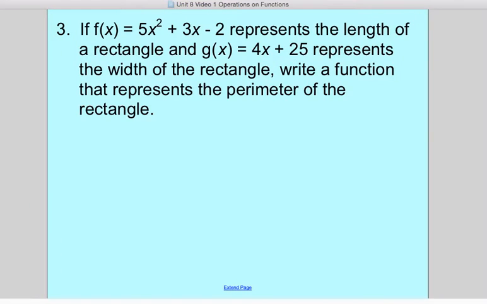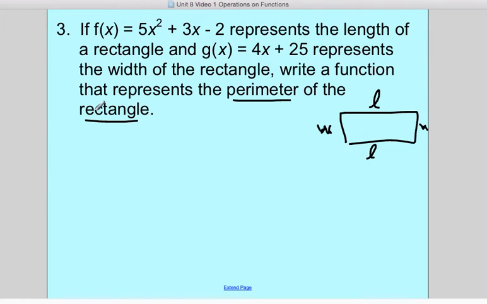Okay. All right, example 3, a little bit of a word problem. If f of x represents the length of a rectangle and g of x represents the width, write a function that represents the perimeter of a rectangle. Well, perimeter of a rectangle. Well, there's two different sides. We got length, length, width, and width.